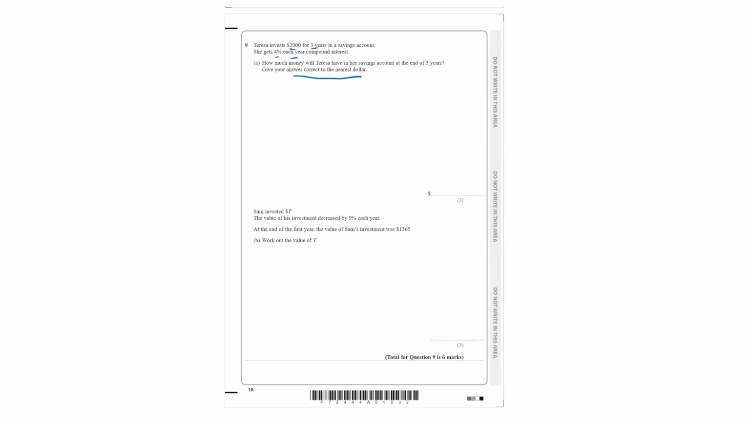Now, we know that the formula for compound interest is A is equal to P times (1 plus rate over 100) to the power of NT. Don't worry, I'll explain. A is the total amount we'll get afterwards. P is the principal amount, or the starting amount, and we see here that she invests 2,000. So 2,000 times (1 plus 4 over 100) to the power of NT.